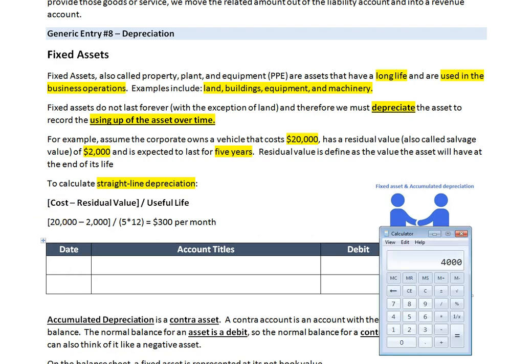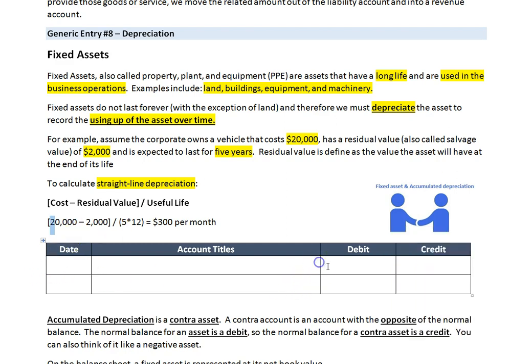We have to be careful if we're on a simple calculator. So we kind of have to do this in order. You have to take the initial cost, $20,000, minus the $2,000 residual. Press enter, you have $18,000. Now you want to be careful here. You need to use parentheses if you're doing the 5 times the 12. Effectively, it's 60 months. We're putting this in monthly terms, and you get $300. But just be careful, you do need those parentheses here, or the simple calculator will not calculate it correctly. No calculator will. So parentheses are important.